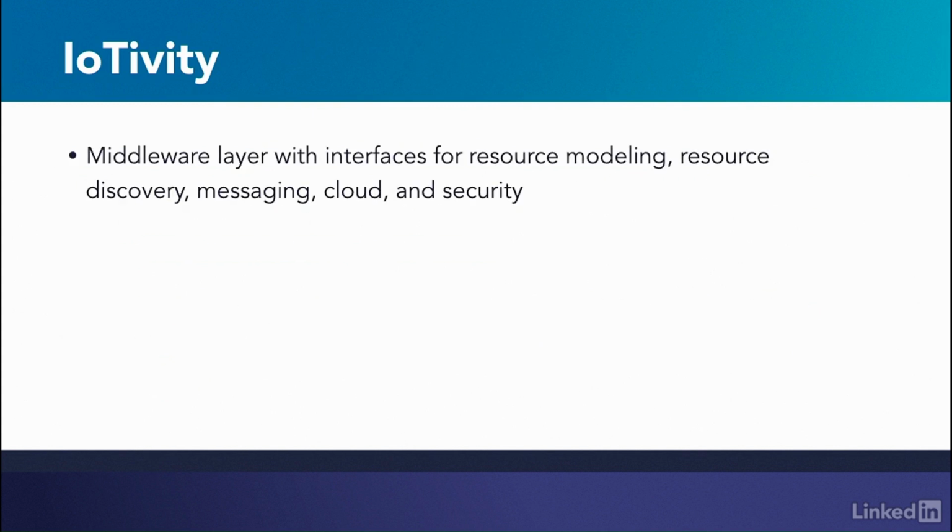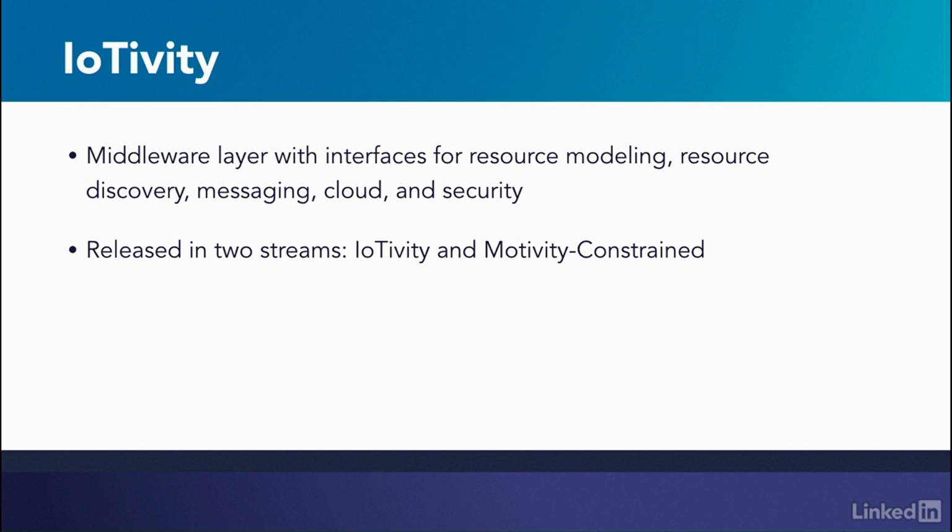IoTivity can make devices interoperate with each other at the application layer. Technically, it provides a middleware layer with interfaces for the common operations required by the device-to-device connectivity, such as resource modeling, resource discovery, messaging, cloud, and security. To see how it works with various operating systems, let's look at the 2 streams that IoTivity is released in. They are IoTivity and IoTivity Constrained.